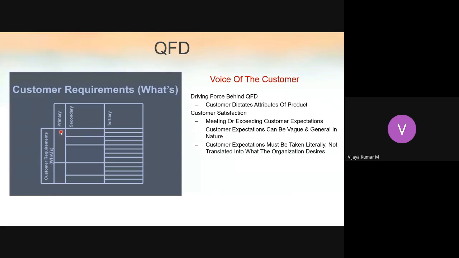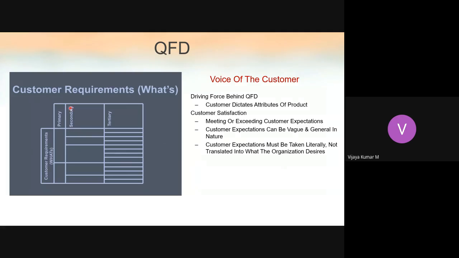When you elaborate from primary to secondary, you get some more detailed information. And from secondary to tertiary, if you elaborate further, detailed information about that particular parameter may be discussed, and that may be helpful for you. That is why you have to mention this many layers. Of course, it purely depends upon the decision maker how many layers you should segregate the information into. Customer expectations must be taken literally, not translated into what the organization desires.